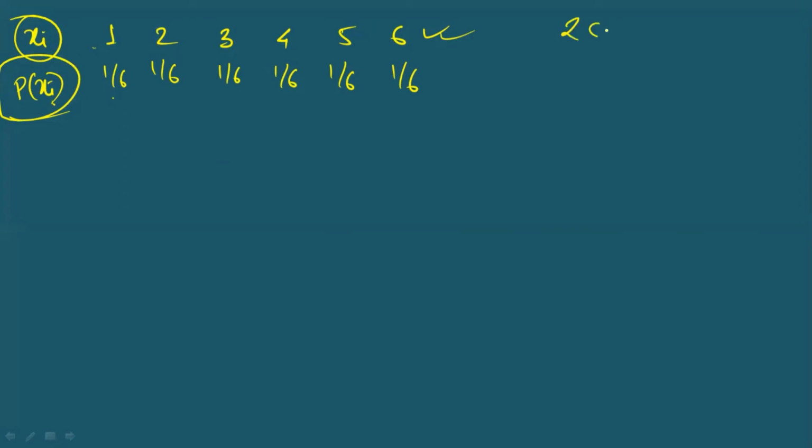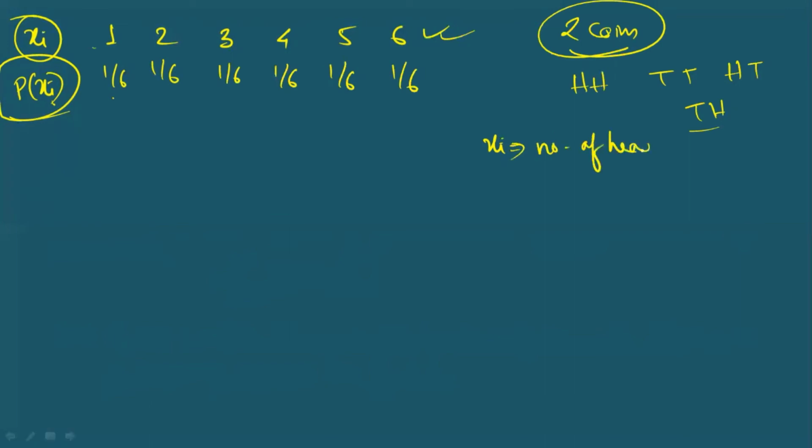Second, if you're taking 2 coins, and when you're tossing 2 coins, then what are the outcomes you will get? Either 2 heads, or 2 tails, or head and tail, or tail and head. These are the 4 outcomes you will get. Now I take a random variable xi, and this xi is the number of heads. How many heads you are getting? The random variable here is representing the number of heads obtained.